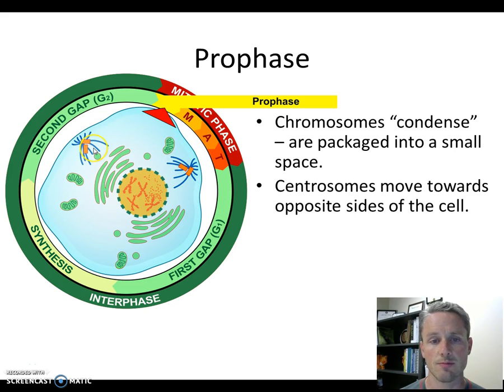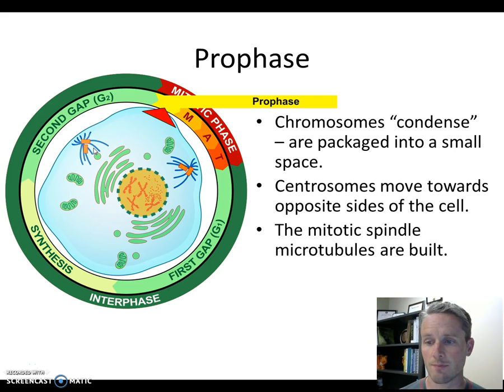These centrosomes serve an important purpose for the cell. They build this mitotic spindle, which is mostly built out of microtubules. So the little blue lines here are the microtubules, and they grow out of this centrosome. Again, we've got 2 of them right now. All right, so during prophase, we pack the chromosomes, we move these centrosomes apart, and we build microtubules.